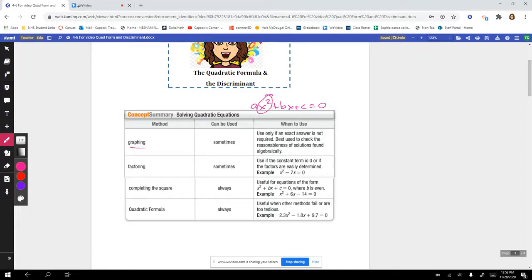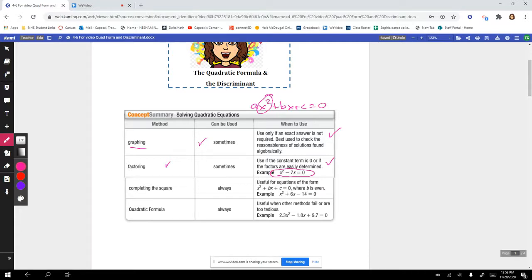Now, graphing is one way we started with in this chapter. You can use that sometimes, if you're just trying to figure out if it's a reasonable solution, not always an exact answer. Factoring is another way. That's probably the one that we're most comfortable with. If you have the constant term as a 0, like something like this, it's easy to factor. Or if the factors are very reasonable, easy to work with.